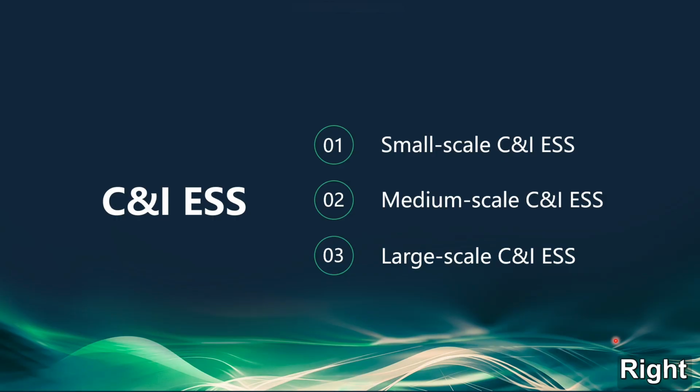So we have divided the commercial and industrial energy storage system into three parts. The first one is small scale, medium scale, and large scale. Basically, there are three standard energy storage systems from Magic Power. So we will learn one by one.